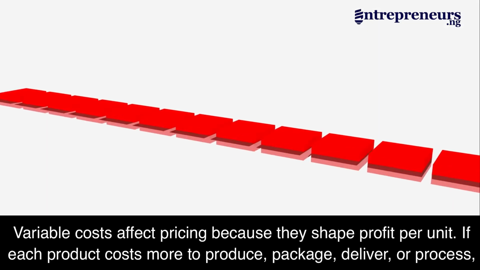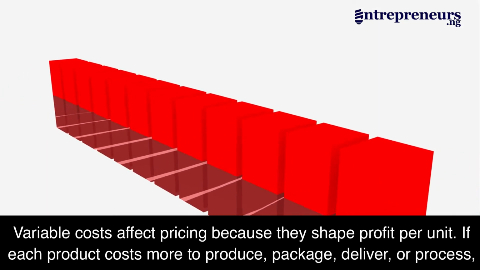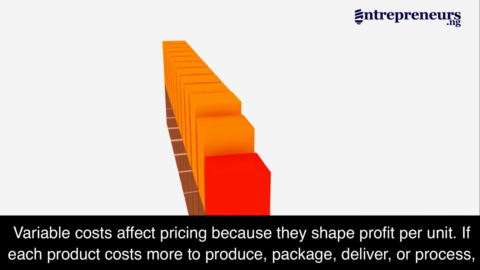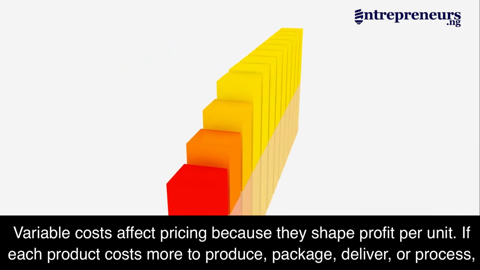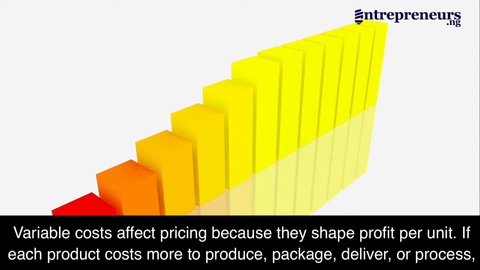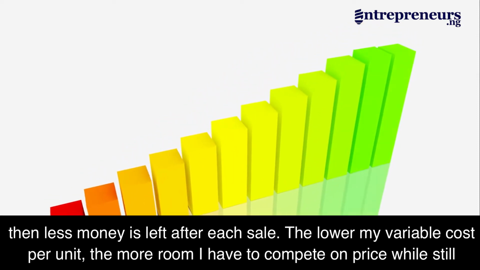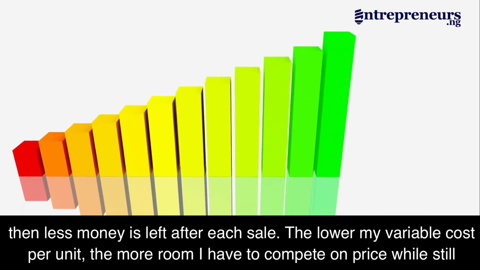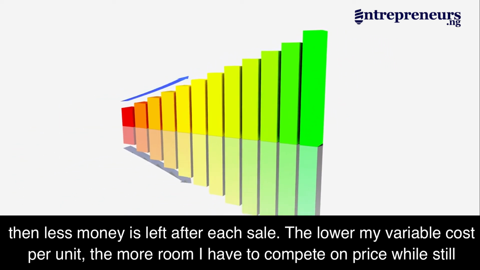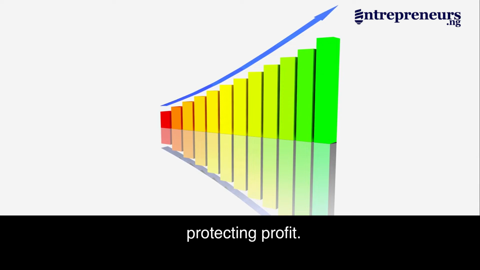Variable costs affect pricing because they shape profit per unit. If each product costs more to produce, package, deliver, or process, then less money is left after each sale. The lower my variable cost per unit, the more room I have to compete on price while still protecting profit.